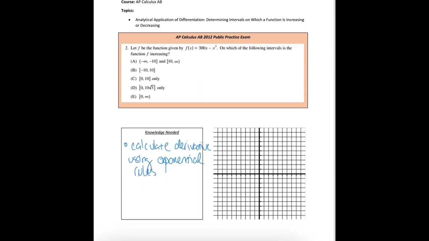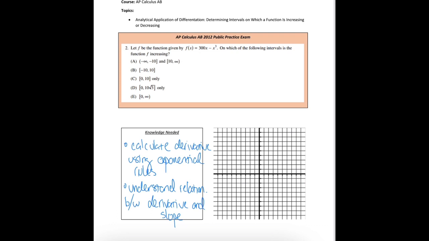What else do you need to know or be able to do to actually be able to solve this? Second thing is I need to know not just how to calculate a derivative using exponential rules, I also need to understand that relationship between a derivative and slope. It's not enough that I can calculate a derivative. I also need to understand, what does that derivative tell me about slope?